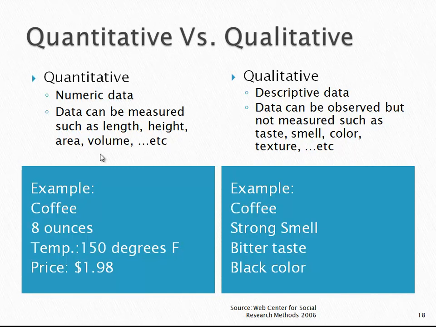So if we took coffee as an example, and we would like to collect quantitative information or data, then we are looking at something to be measured, such as the size of it, which is 8 ounces, the temperature, which is 150 degrees Fahrenheit, and the price, which is $1.98. While if we are looking at descriptive or qualitative data, then we can describe the strong smell, the bitter taste, and the black color.